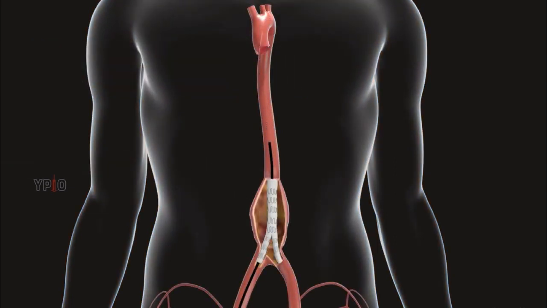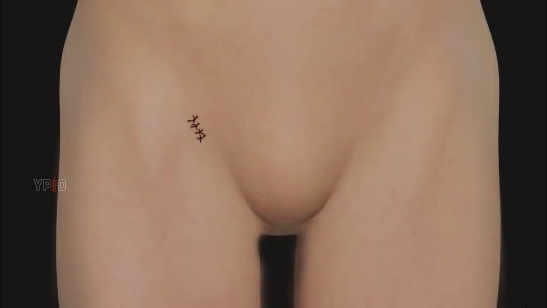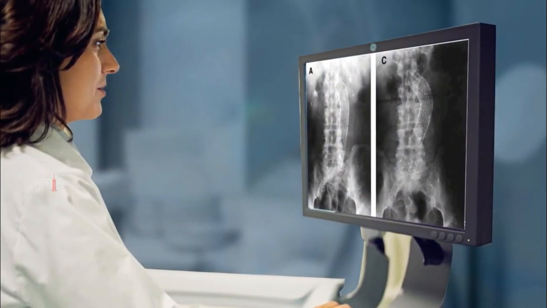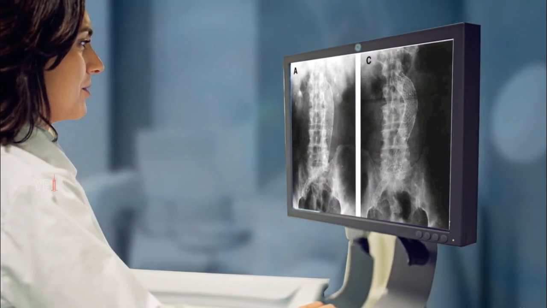Finally, your physician will withdraw the guide wire and catheter, and the groin incision is sutured and closed with a small bandage. After the procedure, X-rays are taken to ensure the correct placement of the stent and to check for any leakage of blood.